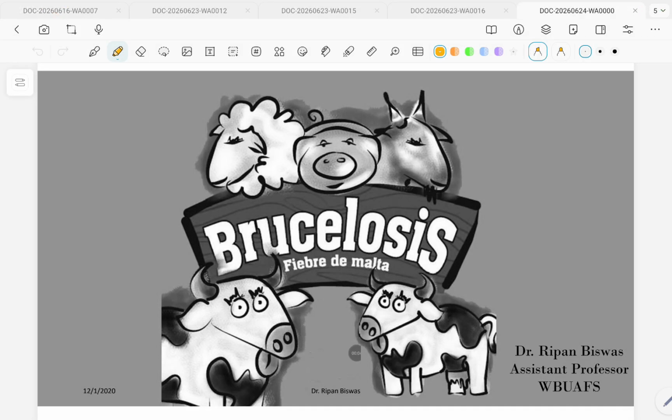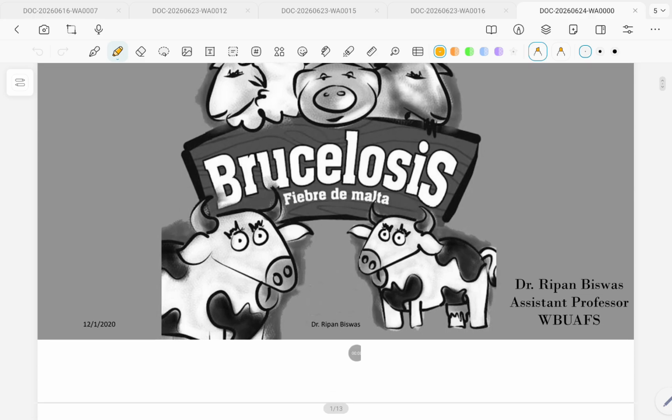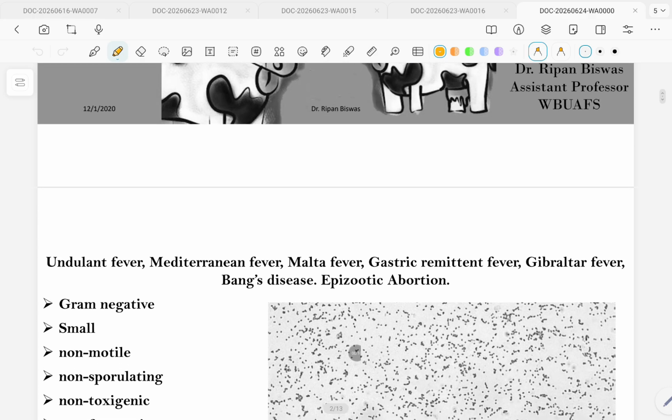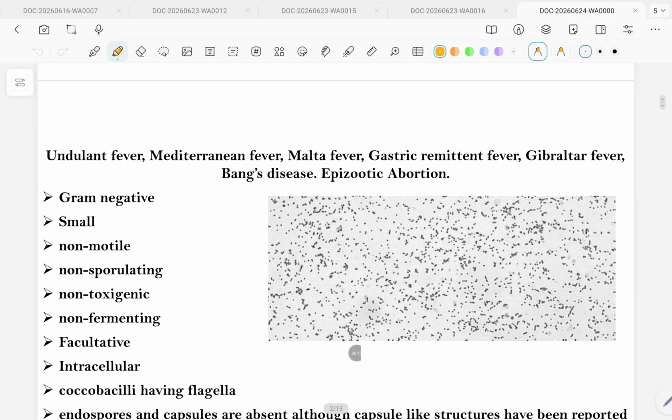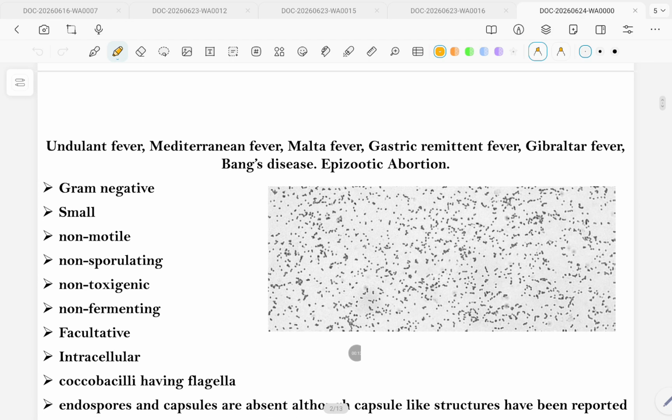Brucellosis. Also known as Febra da Malta, undulant fever, Mediterranean fever, Malta fever, gastric remittent fever, Gibraltar fever, Bang's disease, and epizootic abortion.